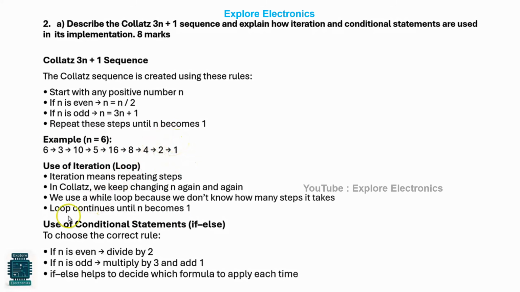Very clear with it? Use of conditional statements, that is if else. We are using an if else statement to choose the correct rule. If n is even, divide by 2. Here we have n is even, so I am dividing n by 2. Clear? If n is odd, multiply by 3 and add 1. Here, if else helps to decide which formula to apply each time.